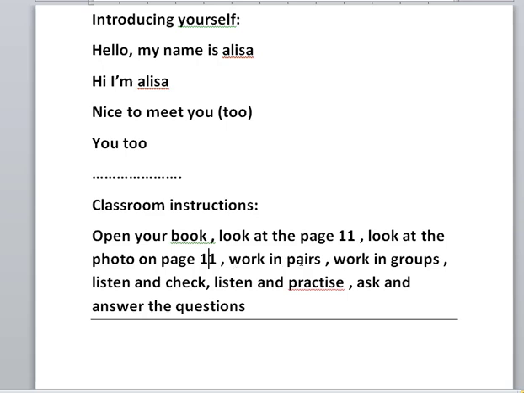Work in pairs, it means 2 by 2. Work in groups, it means 2 people or more. Listen and check. Listen and practice. Ask and answer the questions. Okay. It's all about introducing yourself and classroom instructions.